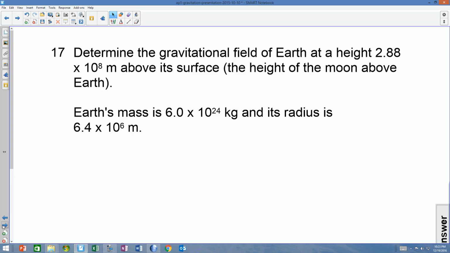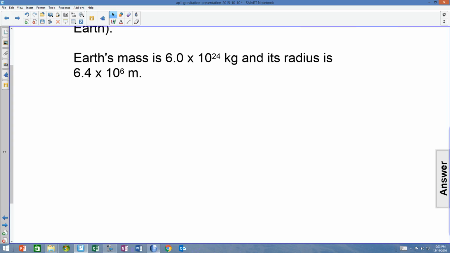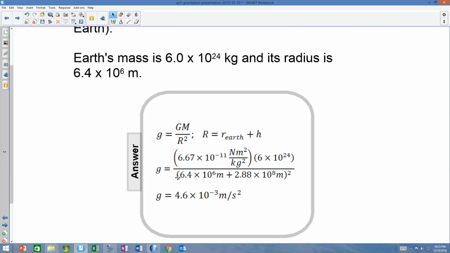Okay, so let's see what the gravitational field is located at the moon. We take the radius of the Earth, which is 6.4 times 10 to the 6, plus the height from the surface of the Earth to where the moon is located, which is 2.88 times 10 to the 8 meters. We divide that into our gravitational constant times the mass of the Earth, and we should get 4.6 times 10 to the minus 3 meters per second squared. Notice that the gravitational field is not zero.